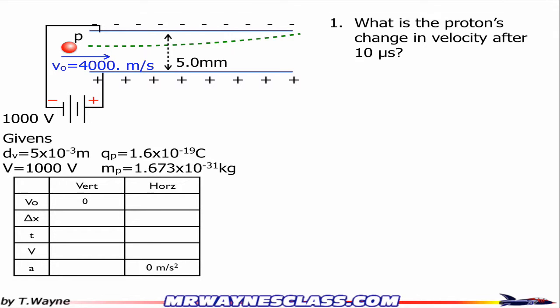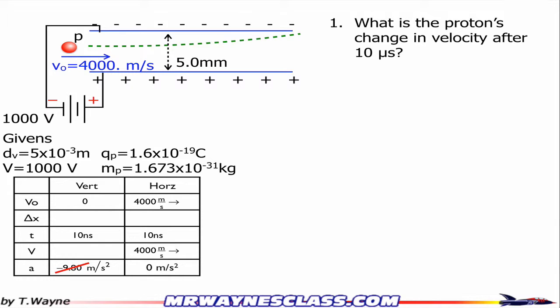So vertically, I know in the beginning it's not moving up or down. I know the time is 10 microseconds, and the acceleration, if it were projectile motion, would be negative 9.8 meters per second squared. It's not, but just humor me for a few moments. Horizontally, it's 4,000 meters per second. The time is 10 microseconds, and the velocity is still going to be 4,000 meters per second. Now, I said earlier we'd treat it like it was projectile motion with negative 9.8, but it's not. So I'm not going to use that.